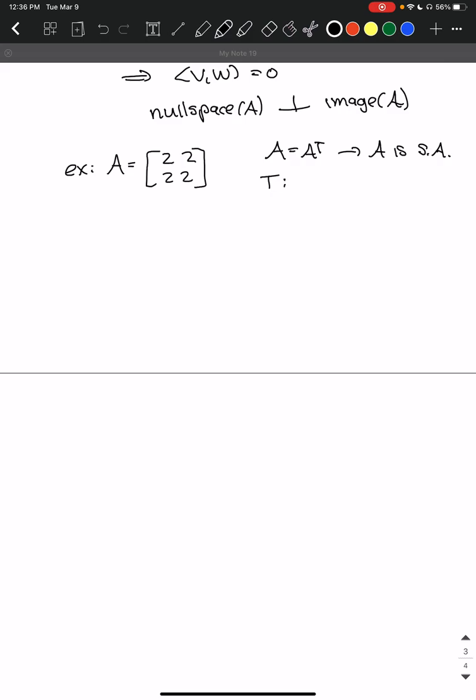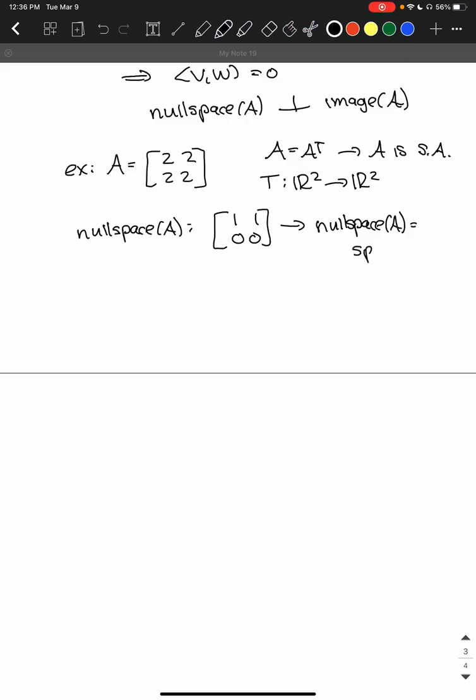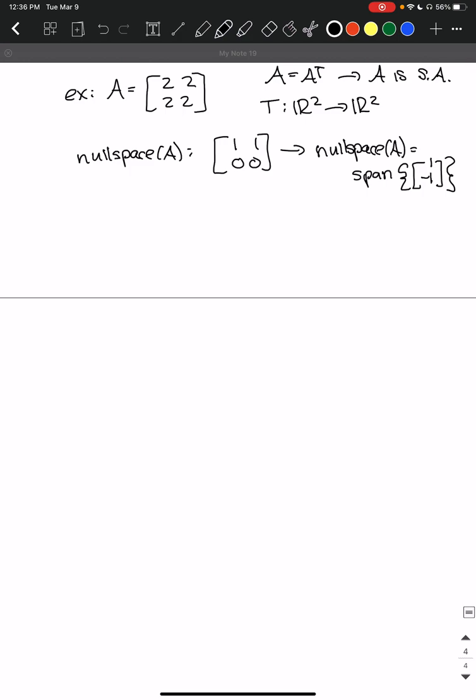So T, just as a reminder, goes from R2 to R2. My null space of A, I can row reduce it and I get 1, 1, 0, 0. Remember, my null space is everything that gets sent to 0 under A. So my null space is the span of, we can call it just 1, minus 1. How about that? Okay. So convince yourself that that actually is in the null space. Notice that my matrix has rank 1 and nullity 1. So that's the only vector I should be able to find.